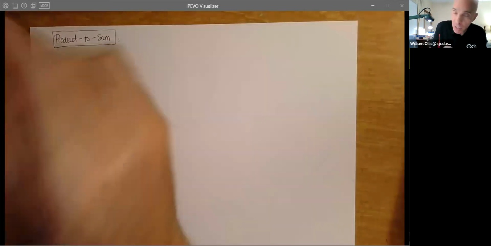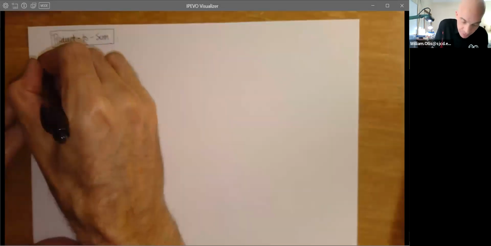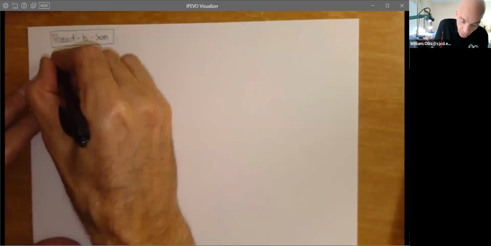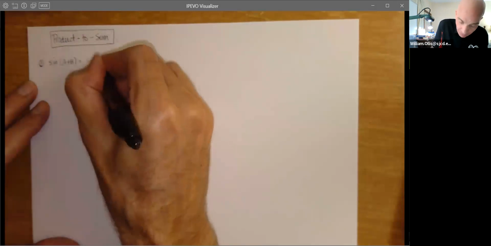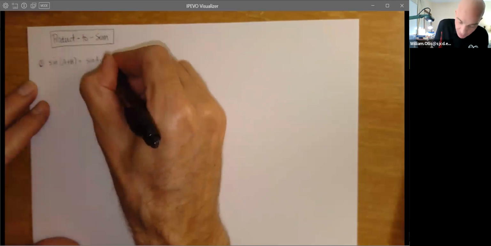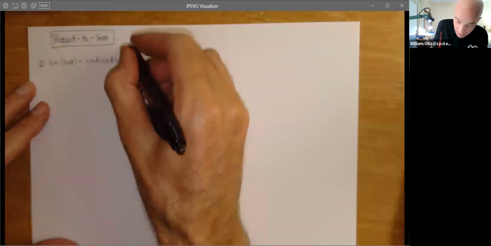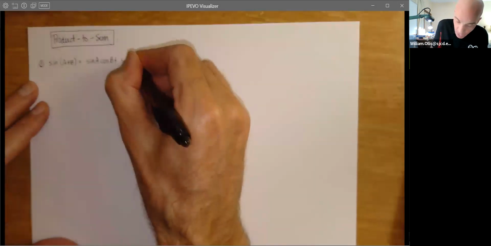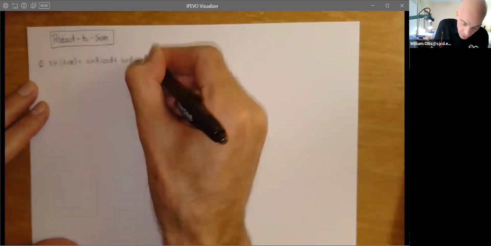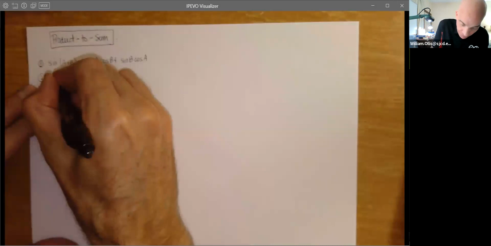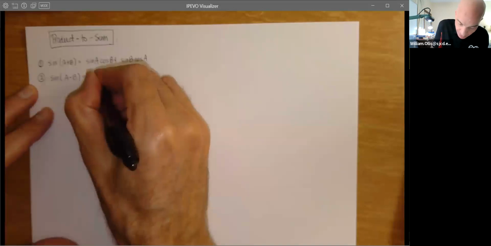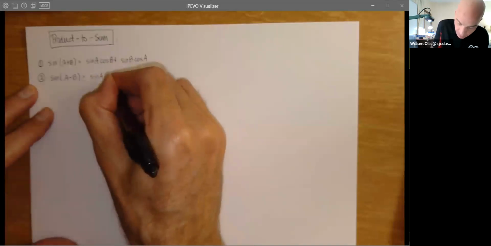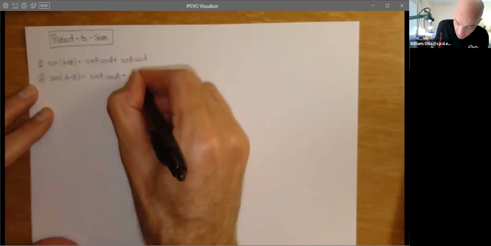So let's just get the product to sum. So we want a product to equal a sum of trig functions. So we'll start with these four. The primary one, number 1: sine of A plus B equals sine A cosine B plus sine B cosine A. Write down number 2: sine of A minus B equals sine A cosine B minus sine B cosine A.